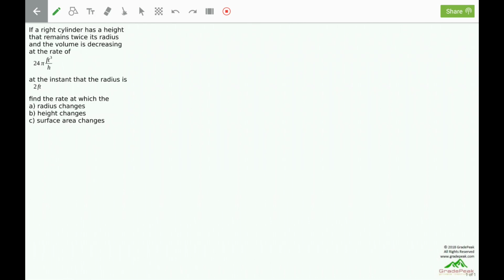Let's start by writing down the information that we are given here. We have, first of all, that the height remains twice the radius, so h is equal to 2r. We also have that the volume is decreasing, so the rate of change of the volume, v prime, or dV/dt, since it's changing with time, it's decreasing, which will make it a negative 24 pi feet cubed per hour. And we were also given the radius is equal to 2 feet.